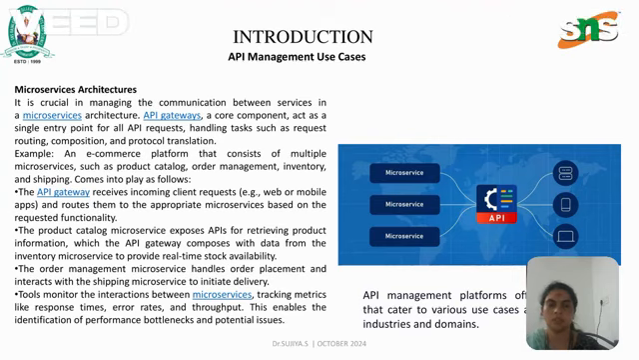Example: an e-commerce platform that consists of multiple microservices such as product catalog, order management, inventory, and shipping comes into play. An API gateway receives information on the incoming client service, that is a web or mobile app, and routes them to the appropriate microservices based on the requested functionality. The product catalog microservice exposes APIs for retrieving product information, which the API gateway composes with data from the inventory microservice to provide real-time stock availability. The order management microservice handles order placements and interacts with the shipping microservice to initiate delivery.